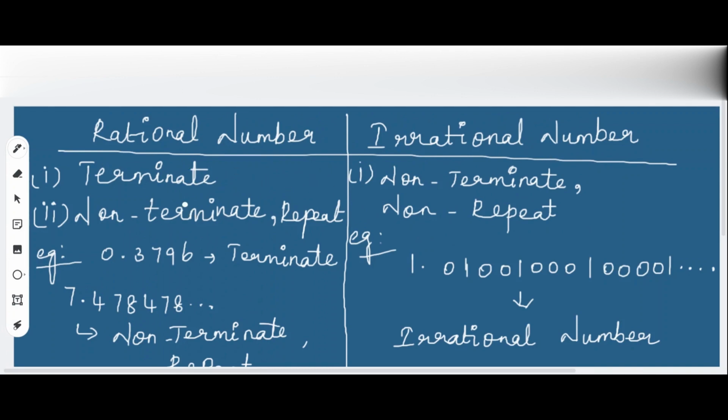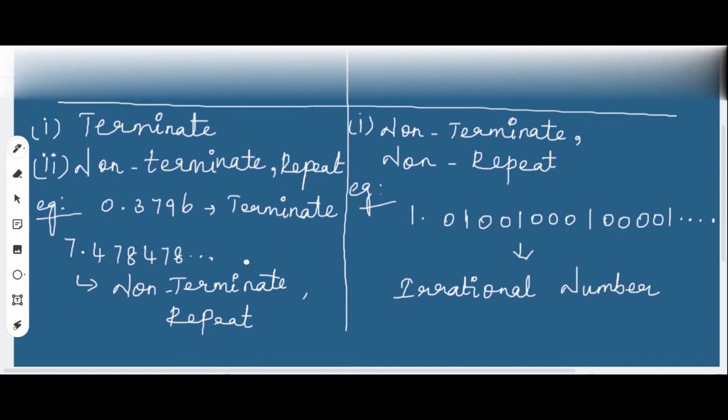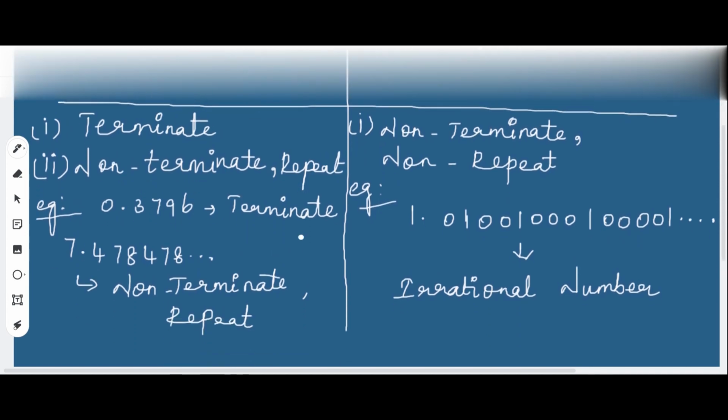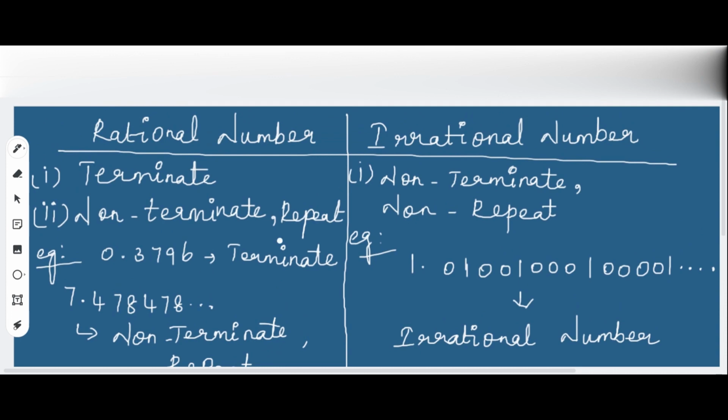So a rational number means the solution should be terminating. So what do you mean by terminating? The division should come to an end. The remainder becomes zero. That is called a terminating decimal. And non-terminating and repeating means, see, this is one example: 7.478, and so on. So here the remainder does not become zero, and the numbers keep on repeating, right? So this is called non-terminating. So terminating, and also non-terminating and repeating, all come under rational numbers.